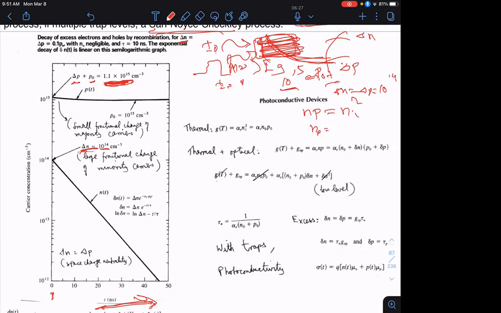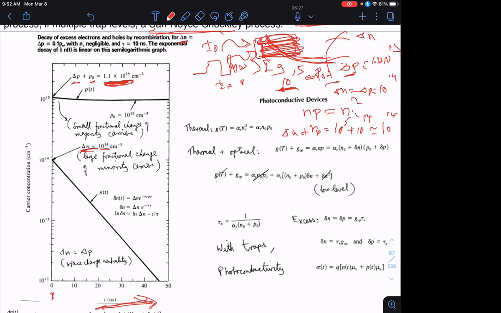Ni is 10 to the 10, so Ni squared is 10 to the 20 divided by 10 to the 15. So n in the p-type semiconductor is 10 to the 5, right? Once I shine light on it, I add delta n to this. So 10 to the 5 plus 10 to the 14 is approximately equal to 10 to the 14, okay? On the other hand, for the majority carriers, the starting concentration was 10 to the 15, and I add 10 to the 14, so I get 1.1 times 10 to the 15, okay?